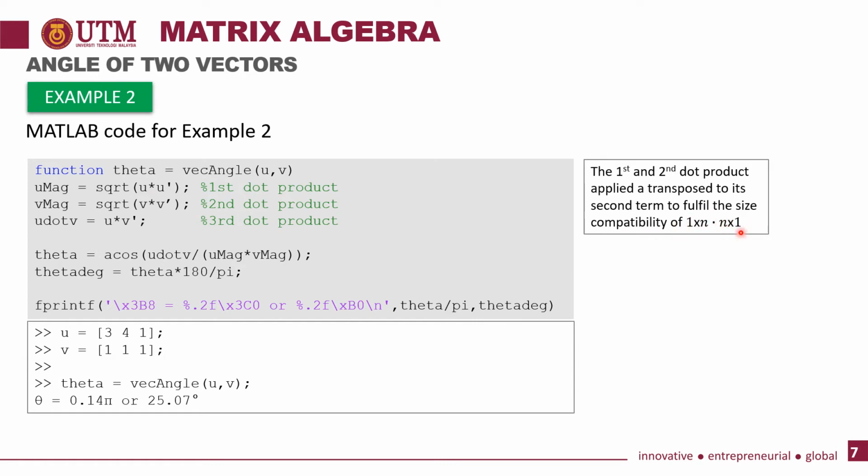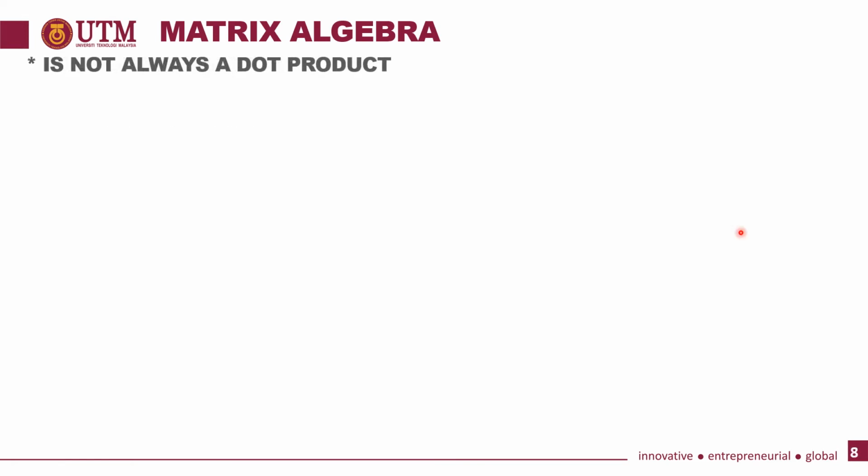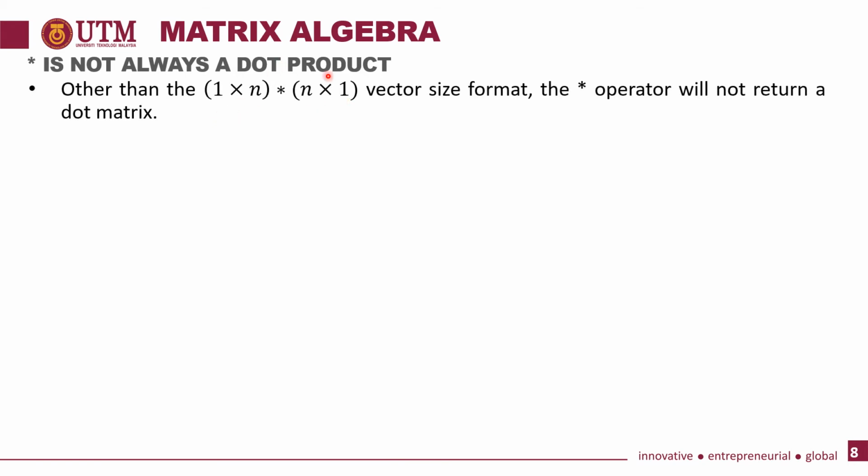Next, the star operator is not always a dot product. If you want to use the star operator as a dot product, you need to make sure that this kind of size is fulfilled. Other than this size, the star operator will not return a dot product. So if you want to compute a dot product using the star operator and your matrix is not in this size, you will get a wrong answer.